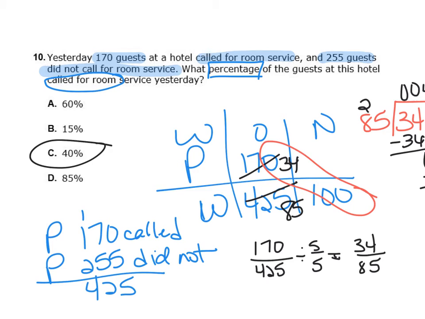If you picked A, 60%, then you used the 255 guests, but they didn't ask for that. Those are the ones that did not call. If you did 15%, let me think what you did. You probably used 170 and 255 as your whole number. If you did pick letter D, that's going to be 170 over 255.